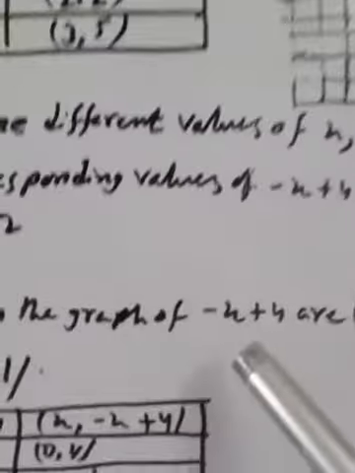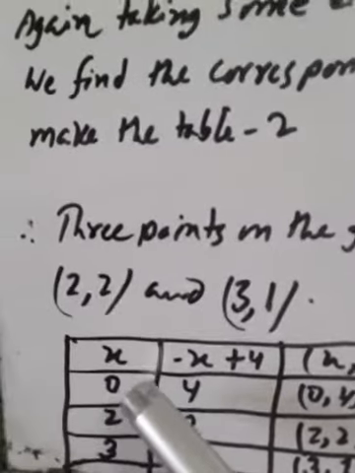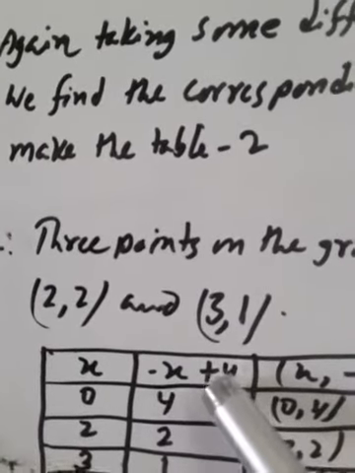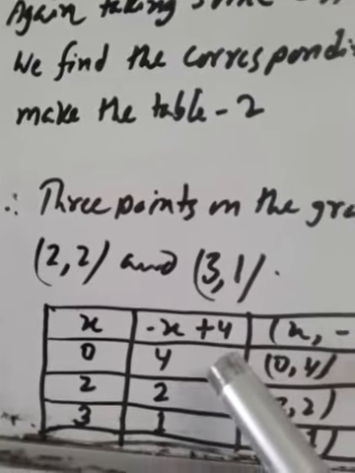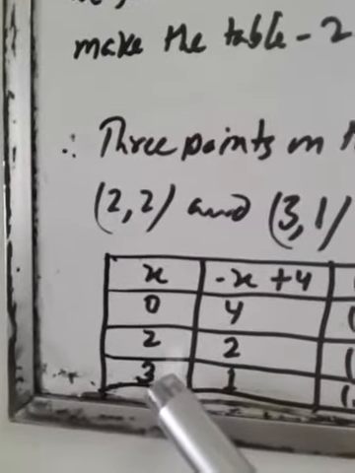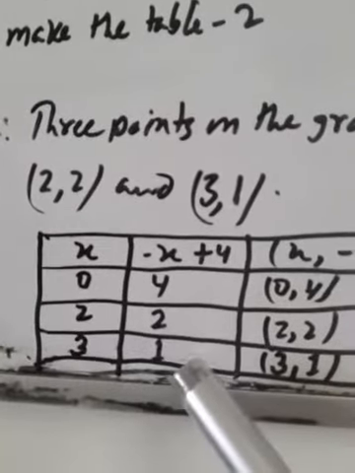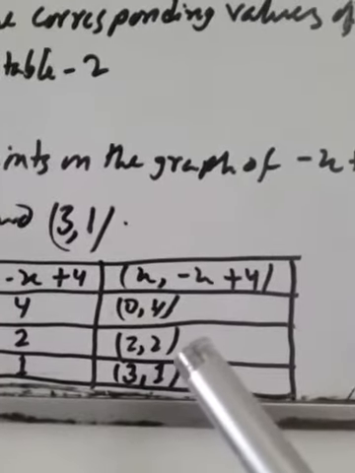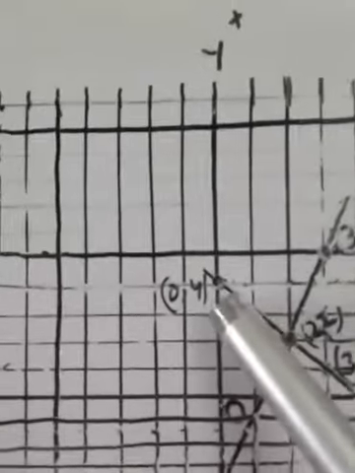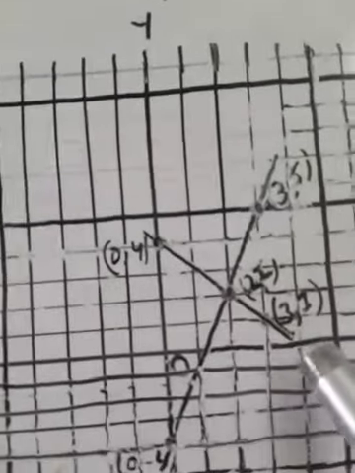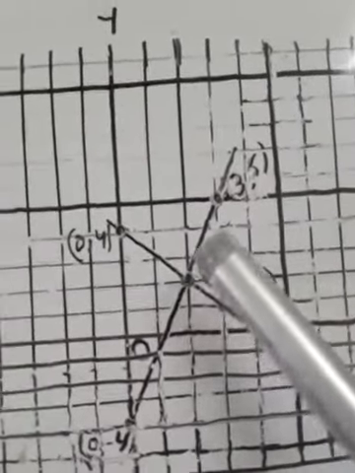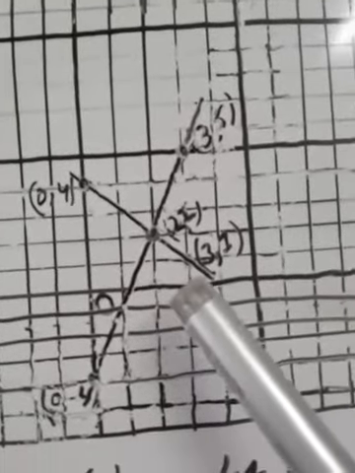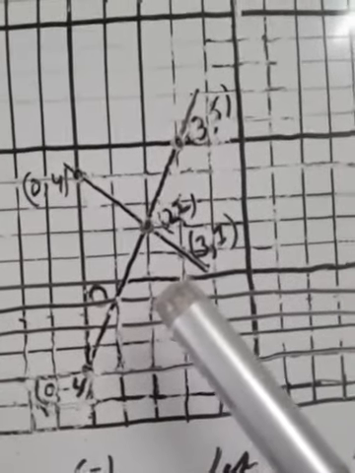And here -x + 4: if x equals 0, then 4 minus 0 is 4. If x equals 2, -2 + 4 equals 2, and if x equals 3, -3 + 4 equals plus 1. These are the points (0, 4), (2, 2), (3, 1). Then we join these and got another straight line. Now both of them intersect at (2, 2), and 2 is the result. Therefore x equals 2.